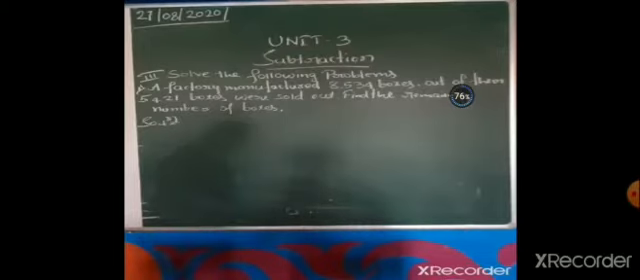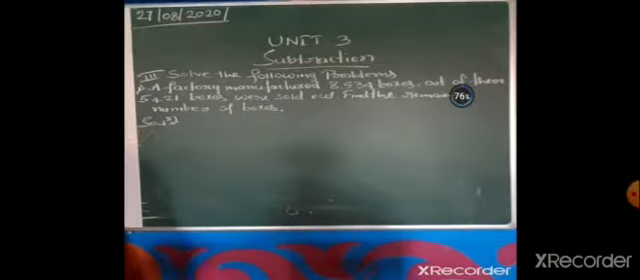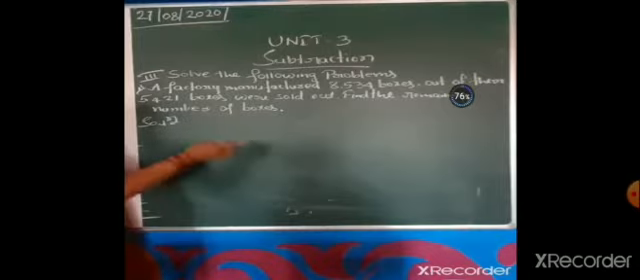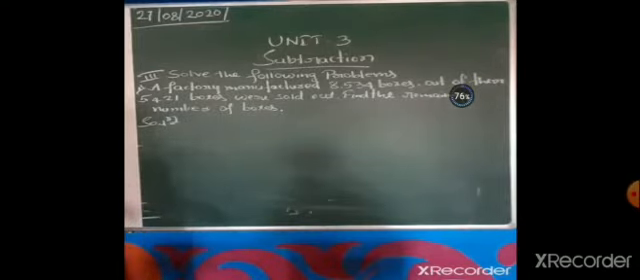So now we are going to study Unit 3, Subtraction. In the revision exercise, we are studying in this video the third main question. Solve the following problems. In the first question, they have given that a factory manufactured 8534 boxes. Out of them, 5421 boxes were sold out.